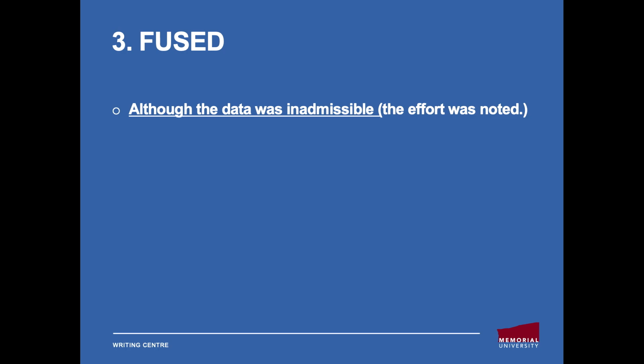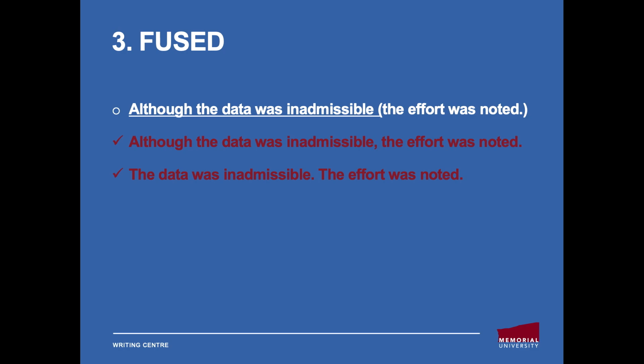As the dependent clause is at the beginning, we should see a comma at the end of the dependent clause, just before the independent clause, and no comma. So how will we fix this one? I can pop that comma right there between the word inadmissible and the beginning of the independent clause, the effort.